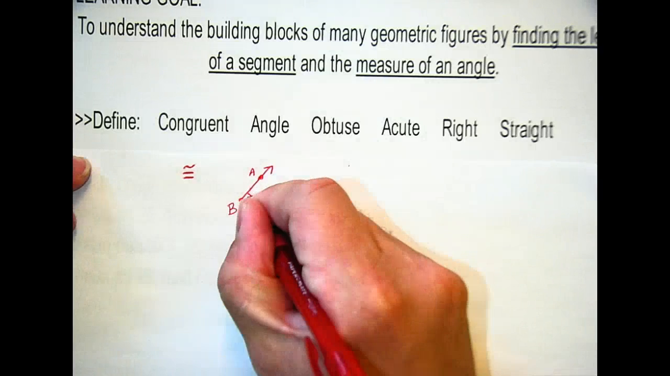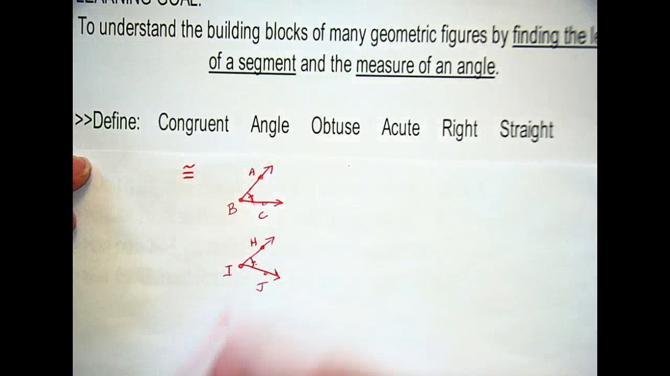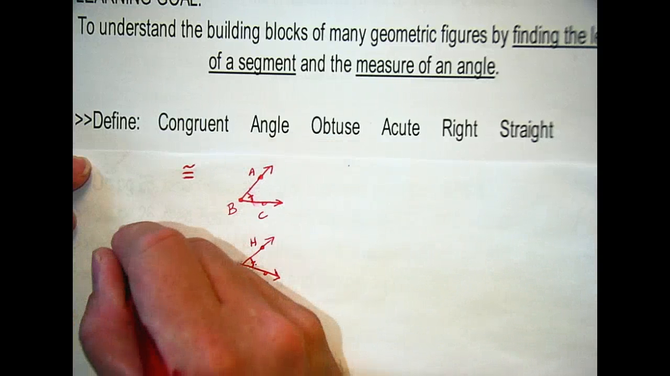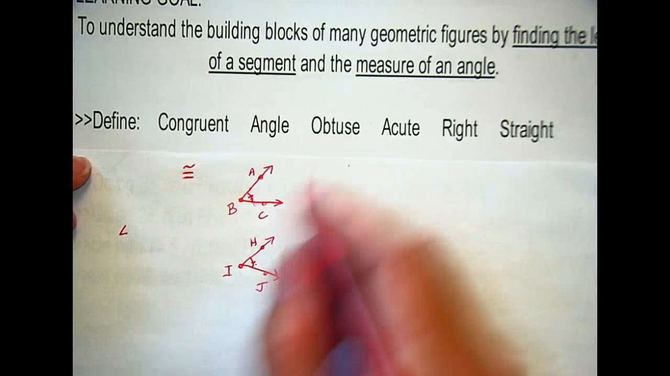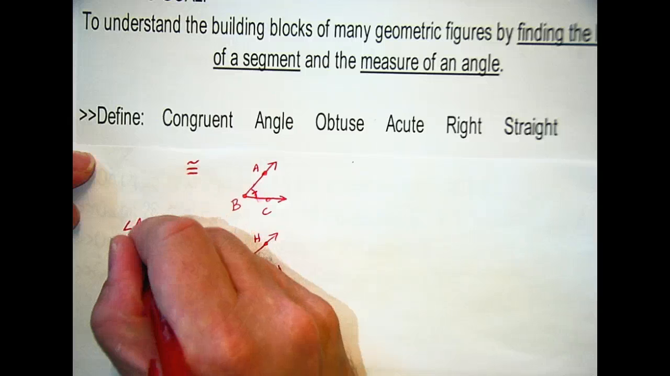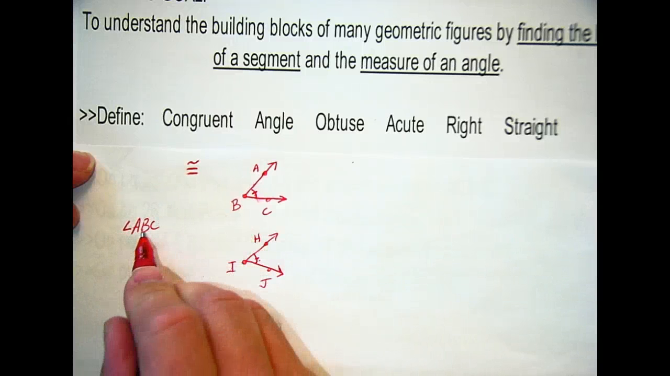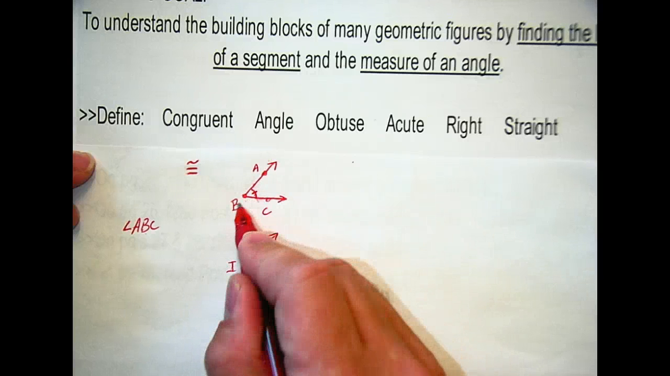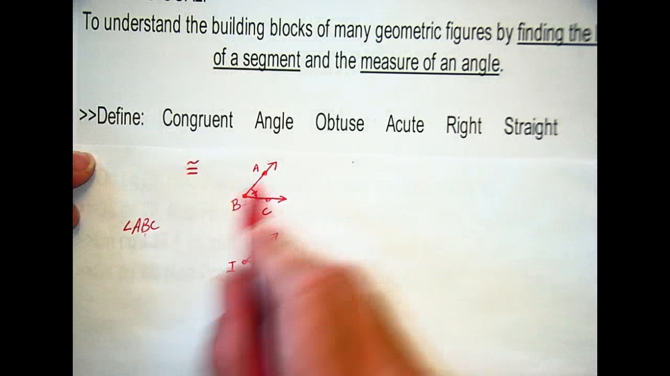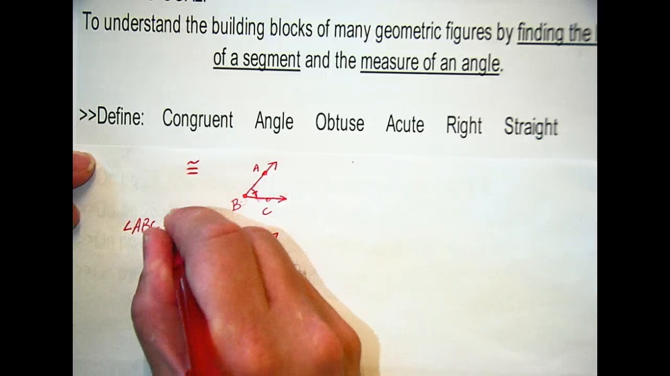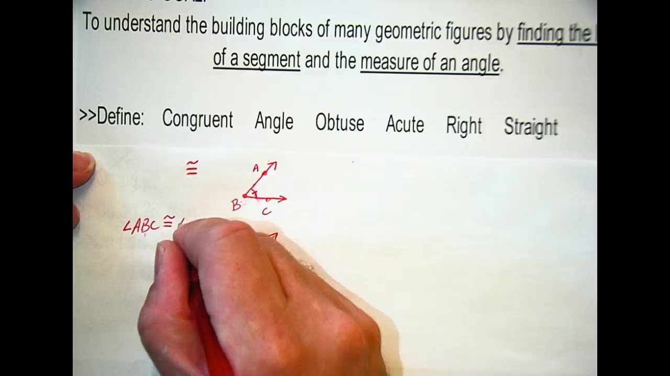Sometimes we mark it like this. We put a little marking like that. That also shows that they're congruent. Okay. So we would write that as, we could say angle. That's how we abbreviate angle. Angle ABC. Notice we name this by the middle, the place where it changes directions. The middle letter has to be the place where the angle turns. So angle ABC is congruent to angle HIJ.